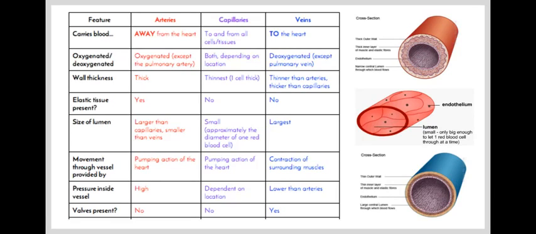Unlike the arteries and capillaries, the movement of the blood through the veins is brought about by the contraction of the muscles that surround the vessels. It's because of this that the pressure within the veins in particular is much lower than the arteries. And it's also this reason why the veins have valves. Because there is no pumping mechanism that is forcing the blood in the one direction, the veins have valves in order to stop the blood from flowing the wrong way.